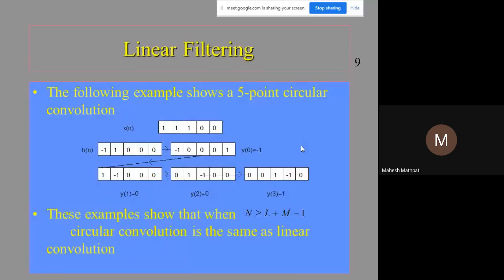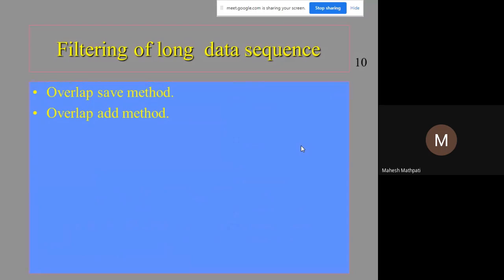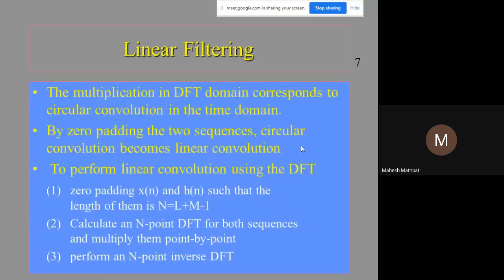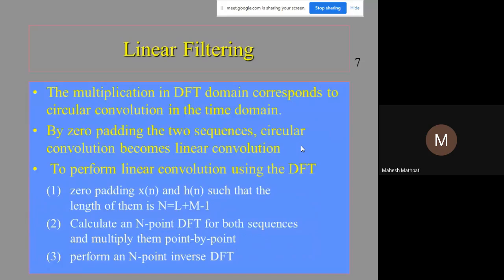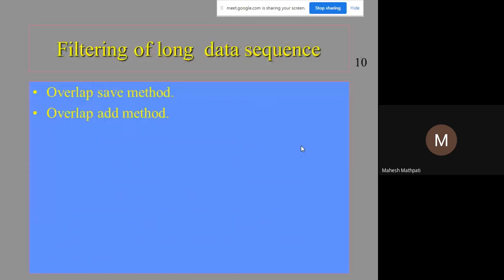So this is all about how the DFT can be used for linear filtering. I think I need to stop here, as we still have another 1 or 2 minutes. If you have any questions, you can ask me. Then the further part I will take tomorrow or in the next lecture. Any questions? If you have, you can ask me, please.